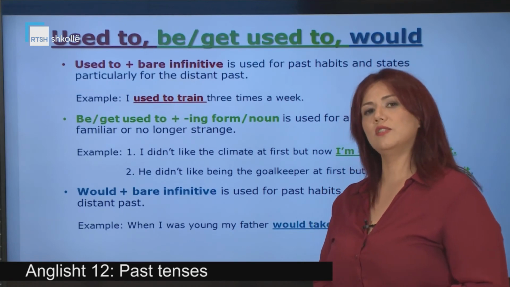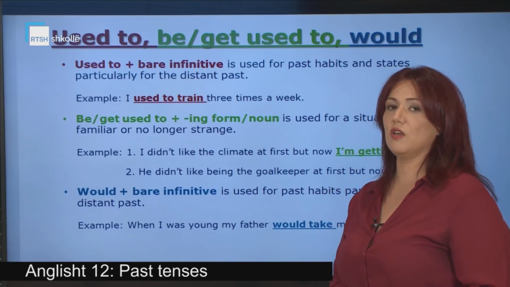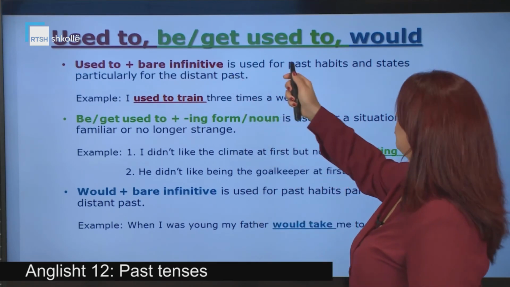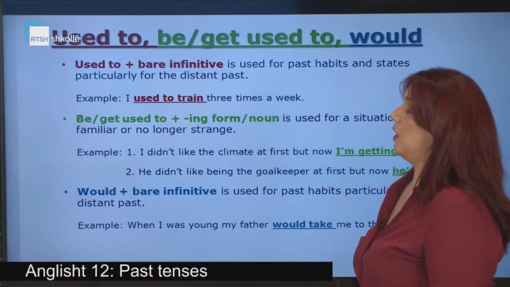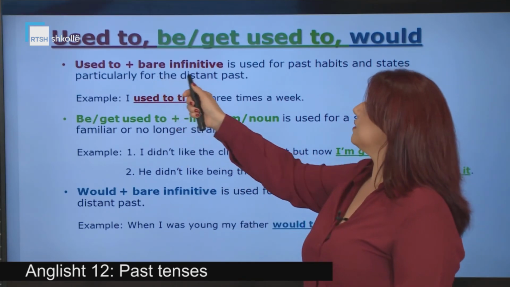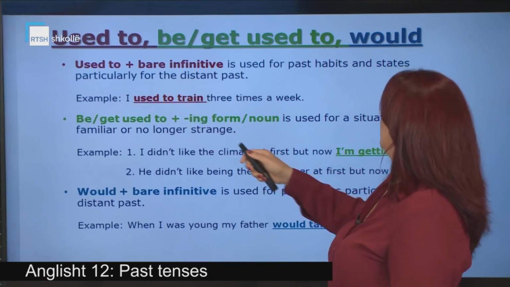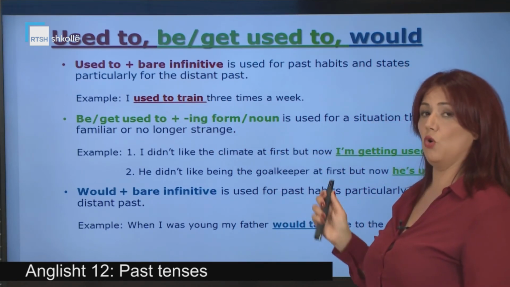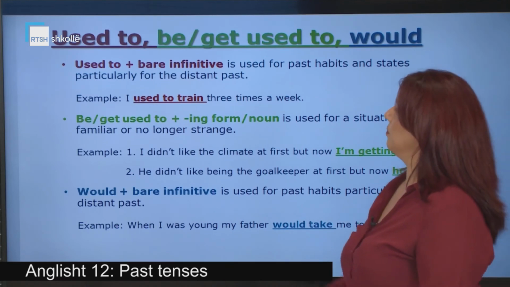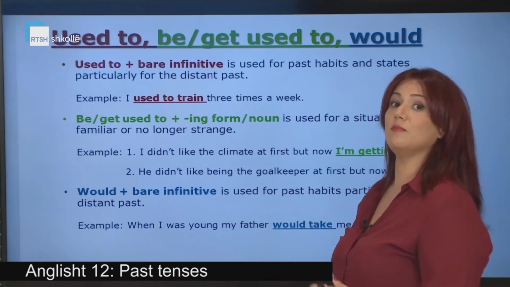We're going to deal also with some other structures of the past, and they are used to, be or get used to, and would. Now, the first one is the grammatical structure used to plus a bare infinitive, which is used to express past habits or states, particularly for the distant past. For example, I used to train 3 times a week.